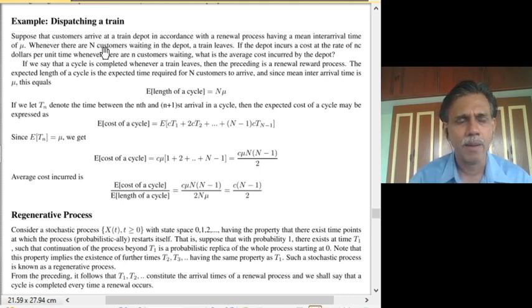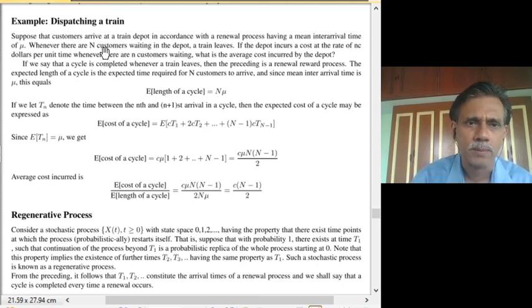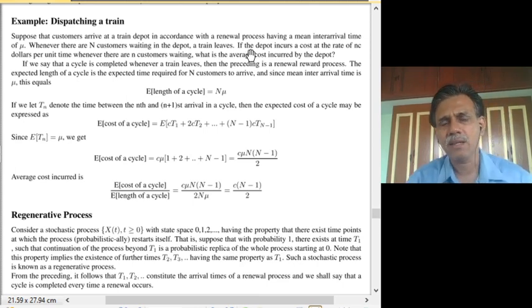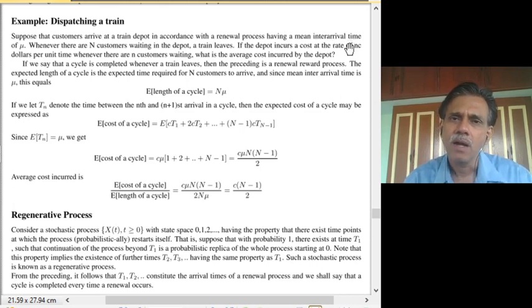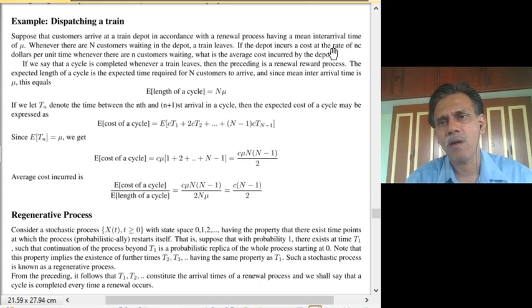Let us assume that a number of trains are there in the depot waiting to take customers as soon as n customers accumulate. But these customers have to be accommodated in the station, and therefore it incurs some cost for the one who runs this train service. And the cost of expenditure for accommodating the customers depends upon the number of customers.